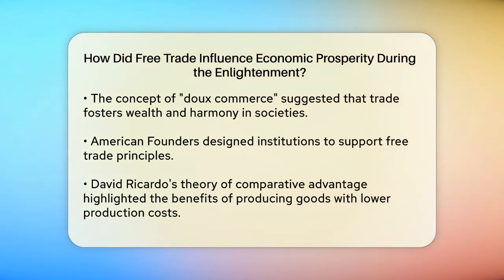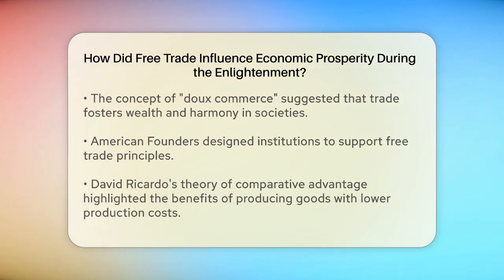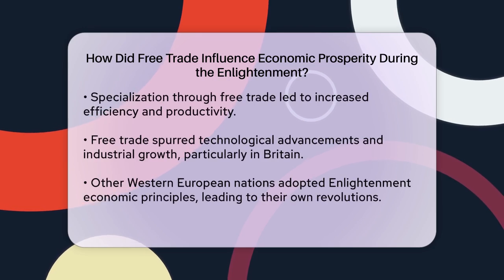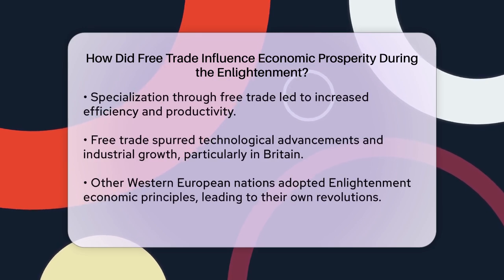The American founders, such as George Washington, James Madison, and Alexander Hamilton, designed the young nation's institutions to support this idea. Free trade allowed countries to focus on their comparative advantages. David Ricardo's theory of comparative advantage explained that countries should produce goods where they have a lower cost of production relative to other countries. This specialization led to increased efficiency and productivity, resulting in more goods being produced overall.